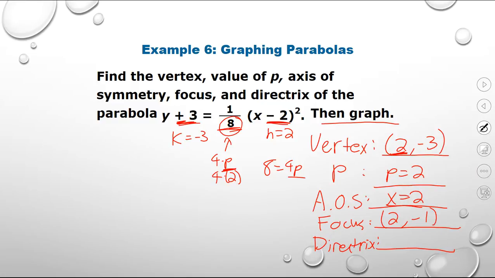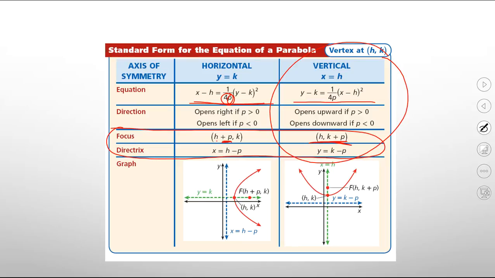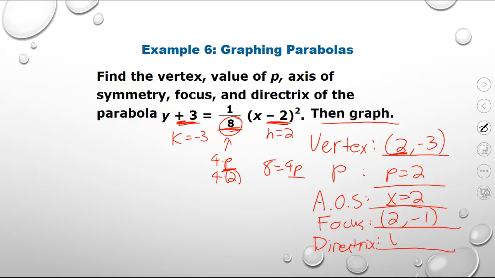Now, the Directrix also has a formula. It's y equals k minus p. All right, so y equals k minus p. K was negative 3, and p was 2. So k minus 2, which is going to be negative 5. So our Directrix is y equals negative 5.